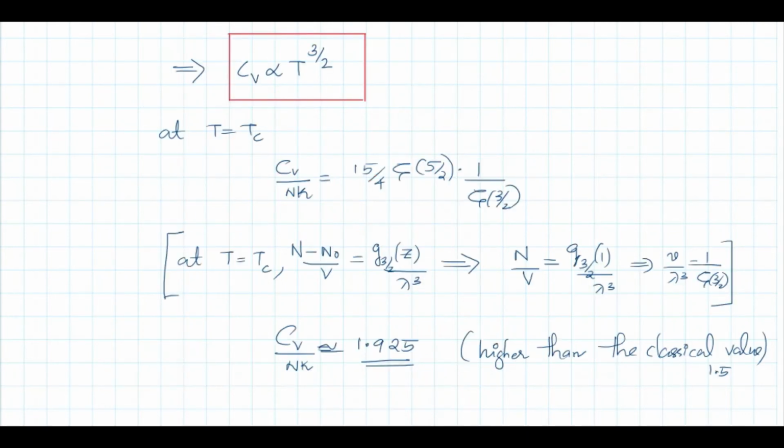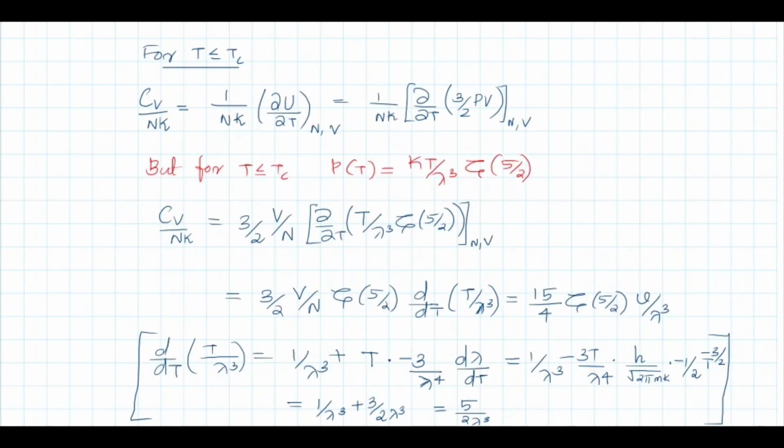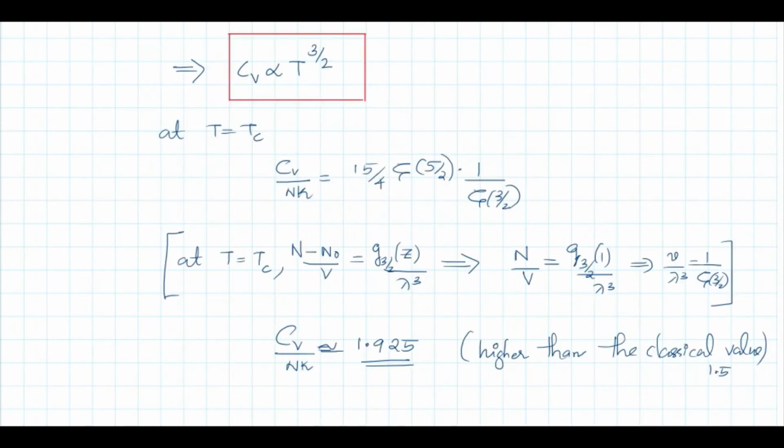Now, from this expression, it is clear that Cv is proportional to T raised to 3/2, because 1/λ³ is proportional to T raised to 3/2. All the other terms are constants. So, Cv is proportional to T raised to 3/2 for T less than or equal to Tc.